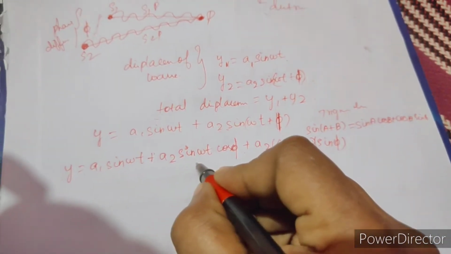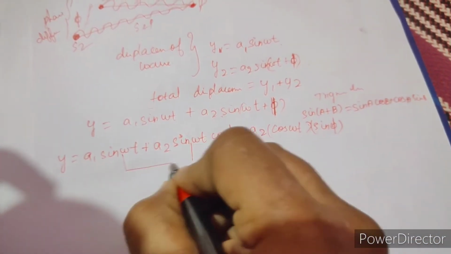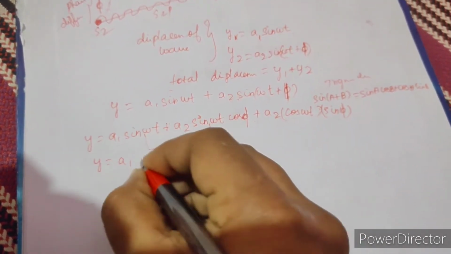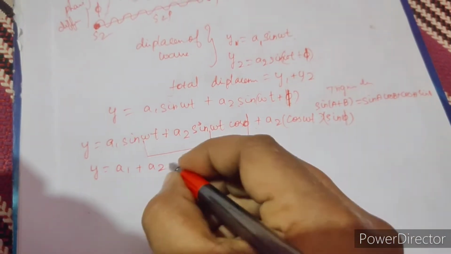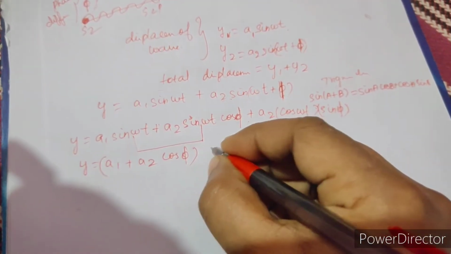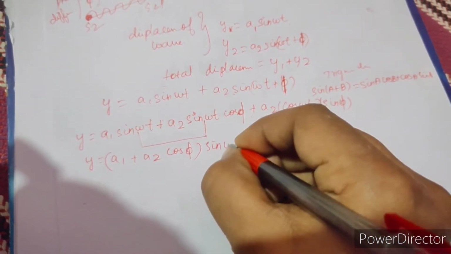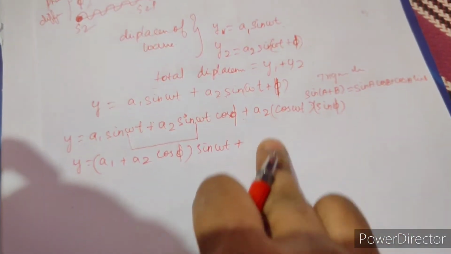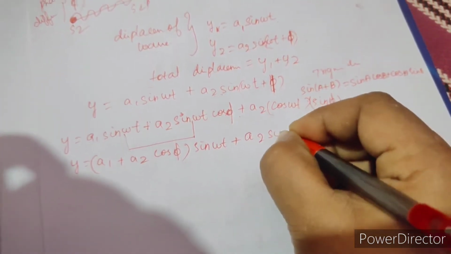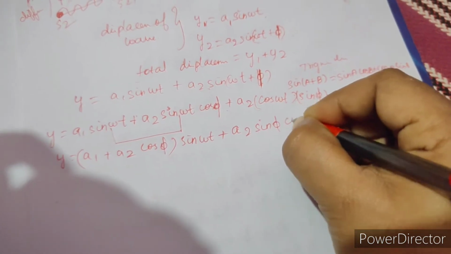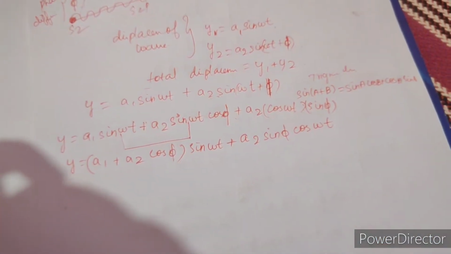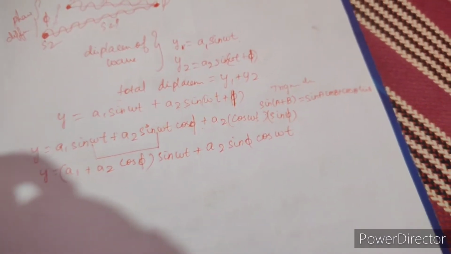In this case, I am going to take sin ωt as common. So this equation will be turned into y = (a1 + a2 cos φ) sin ωt, plus the remaining term, a2 sin φ cos ωt. I have written it as it is and didn't change anything.